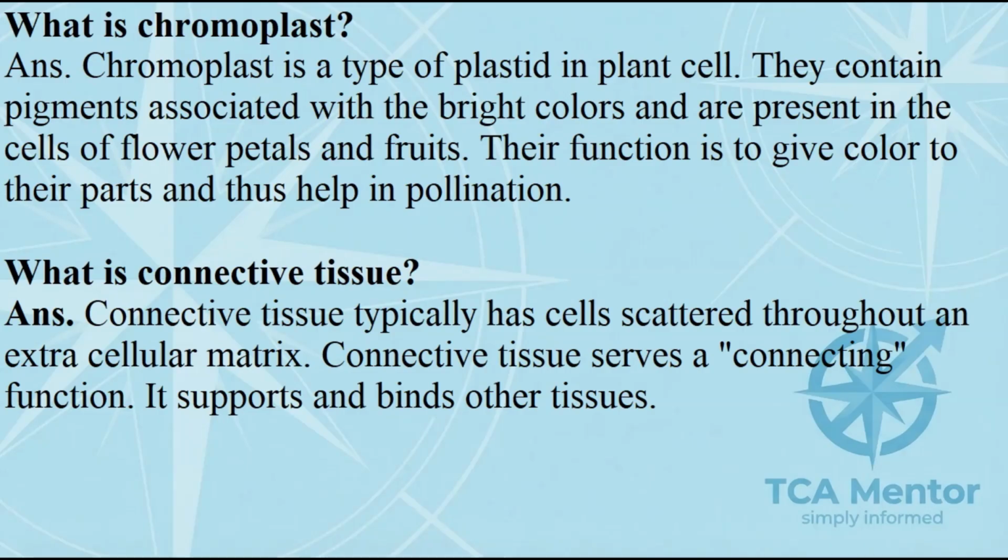What is chromoplast? ANS. Chromoplast is a type of plastid in plant cell. They contain pigments associated with the bright colors and are present in the cells of flower petals and fruits. Their function is to give color to their parts and thus help in pollination.